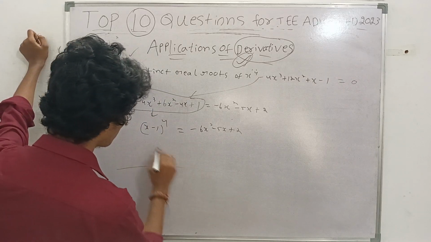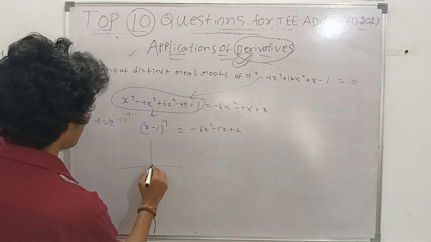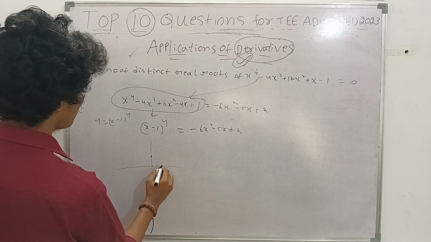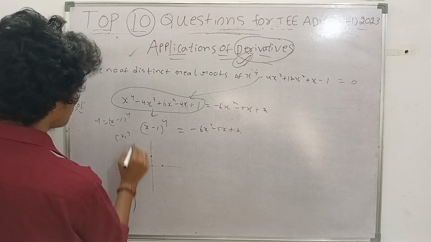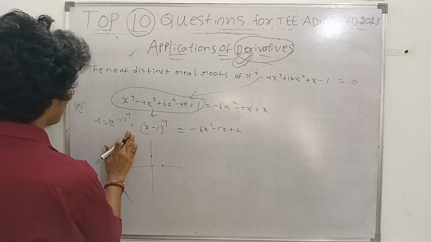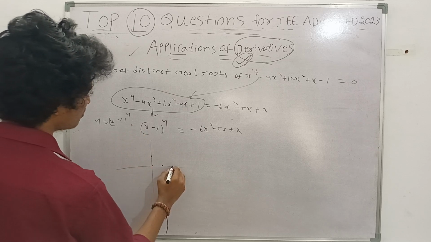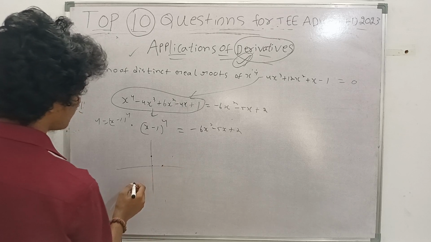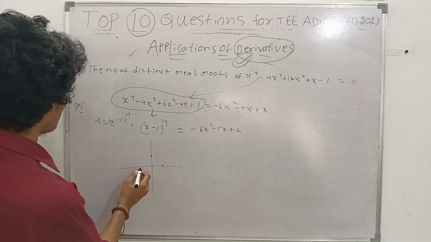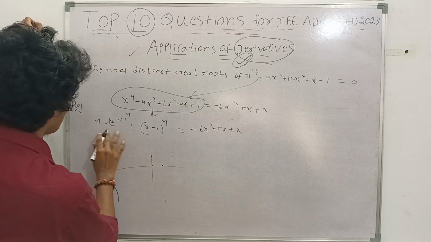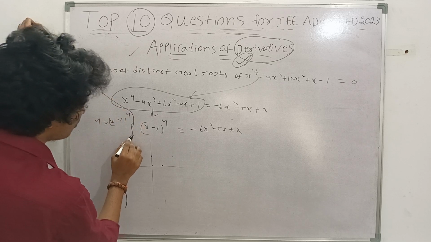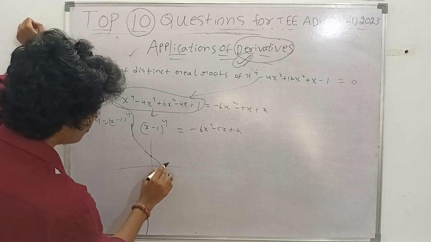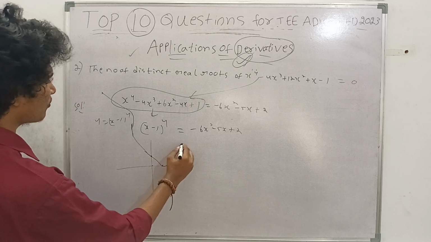Now, if you see carefully, when x is 0, it will be 1, and when x is 1, it will be 0, and when x is minus 1, it will be minus 2 whole power 4, it is 16, so it will be very up, and when x is 2, it will be 1, and when x is minus 2, it will be minus 3 whole power 4, it will be again top. So the graph will be like this, top, and again like this. This is the graph for this thing.